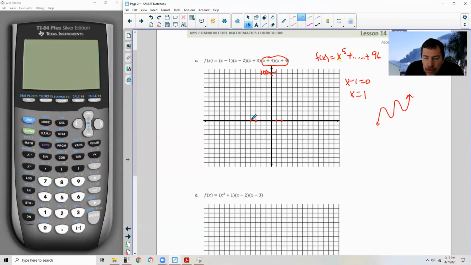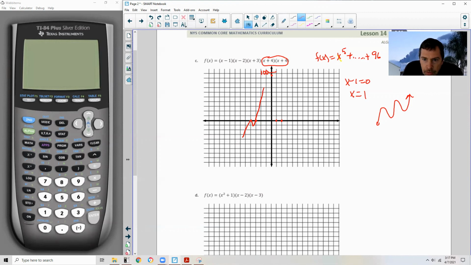And the first solution is here. So it's going to come up and touch, but not cross, and go back down. So it's going to go up, touch there, turn, go down, turn, go up. That's not a very good drawing there. So it's going to come like this, and then down, and then up.